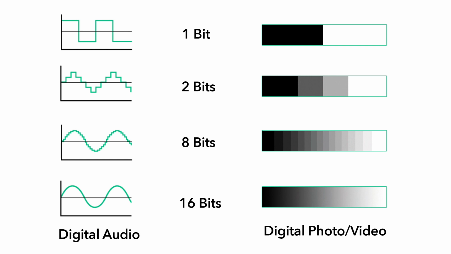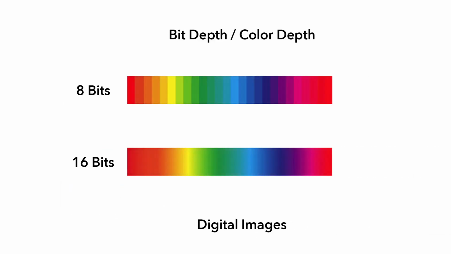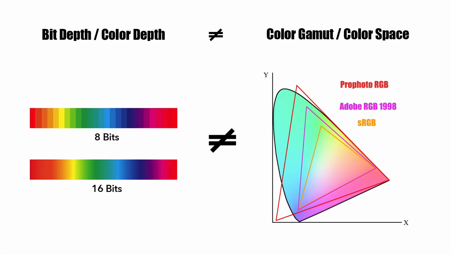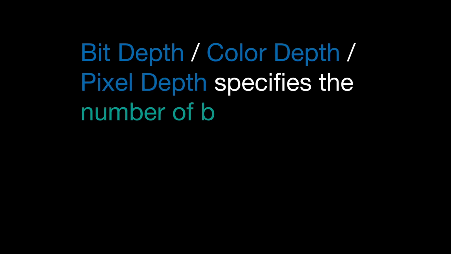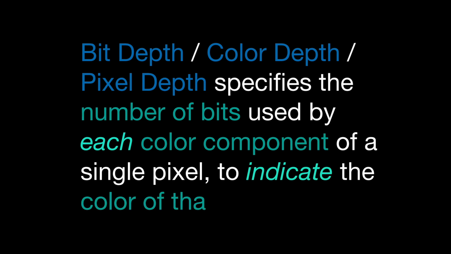The concept of bit depth is used in digital audio, digital video, and digital images, but we are going to talk about digital images. And since images deal with color, bit depth here is also called color depth, probably just to confuse us. So don't mistake color depth for color gamut, which is a completely different thing as explained in this video. Bit depth or color depth or pixel depth specifies the number of bits used by each color component of a single pixel to indicate the color of that pixel.